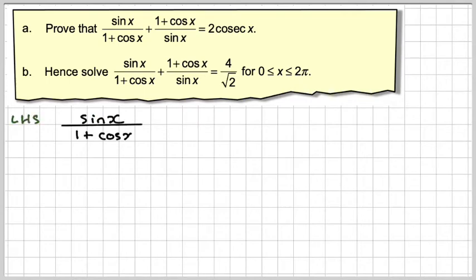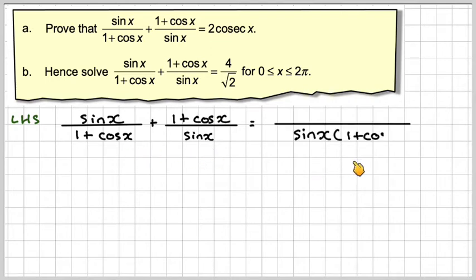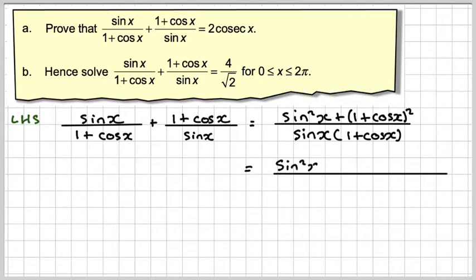The left-hand side of this identity, if we first make a common denominator, so sin x times 1 plus cos x, which means I would have to multiply that by sin x, that becomes sin squared, and this would have to be plus 1 plus cos x all squared. So that gives you sin squared x, and then expanding this we get 1 plus 2 cos x plus cos squared x over sin x times 1 plus cos x.